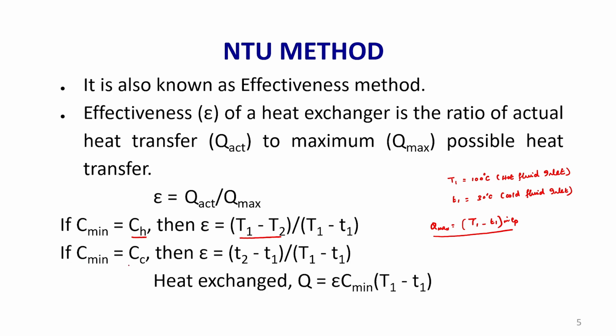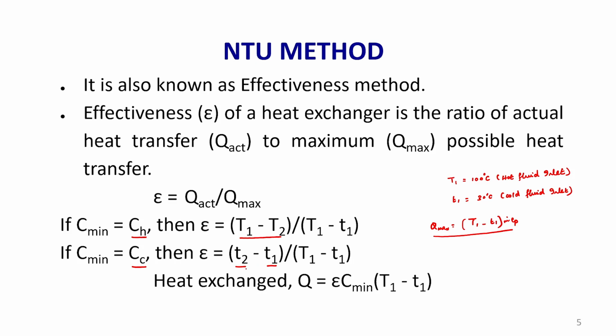If the minimum heat capacity corresponds to the cold fluid, then the numerator will contain only the temperatures of the cold fluid. The temperatures of the cold fluid are small t1 and small t2. Small t1 is the inlet temperature of the cold fluid and small t2 is the outlet temperature of the cold fluid. So, higher temperature minus lower temperature, small t2 minus t1. This is the actual heat transfer.